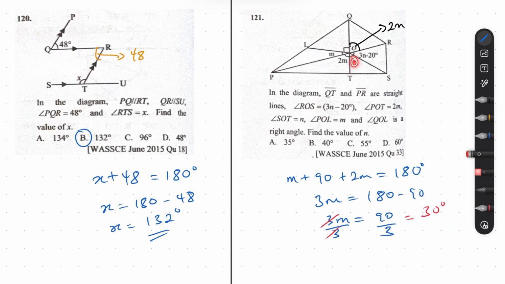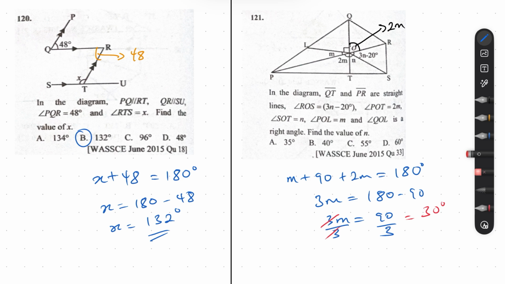Now, since we know the value of M to be 30, we can easily find the value of N. How do we do that? Since we know that these are straight lines, that means this angle will be equal to this angle. So that means 90 plus M should give us N plus 3N minus 20, because they are vertically opposite angles. Cool.